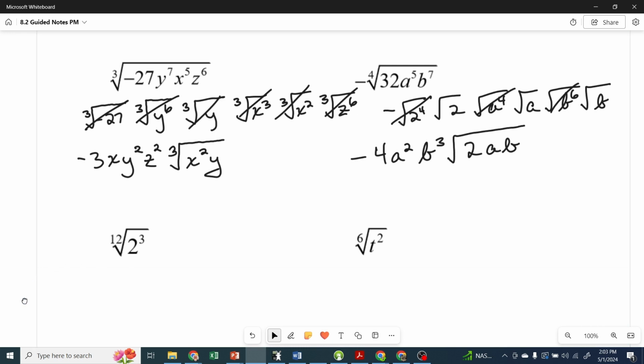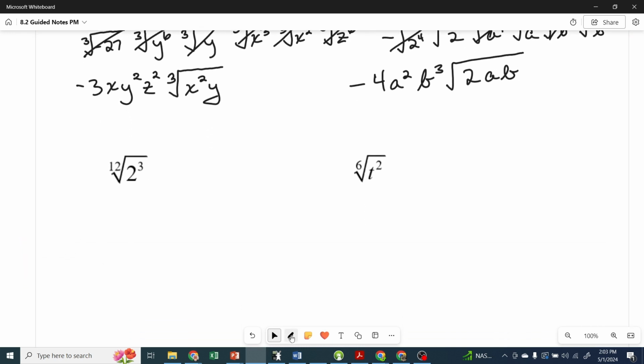Okay, so if you remember, we were going to divide. I was telling you earlier, hey, you can divide this into this, right? Well, this also can come back the other way and divide the index. Whichever one's bigger, you're going to divide. So 12 divided by 3, so this will become the fourth root of 2.